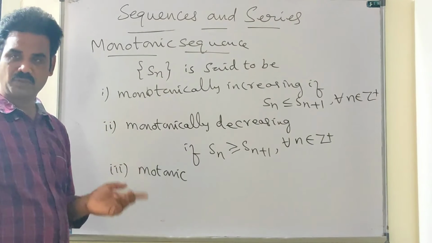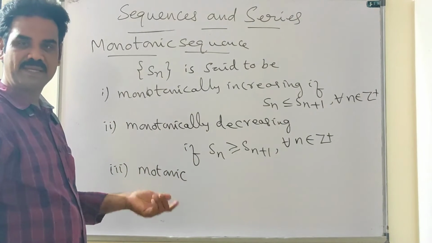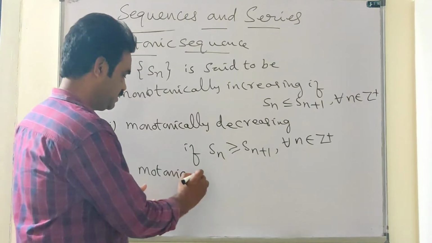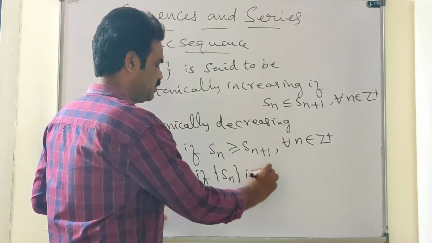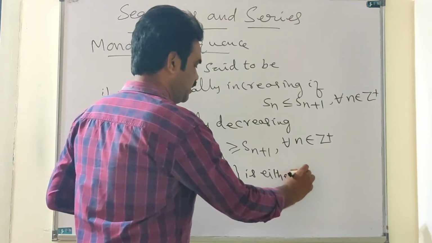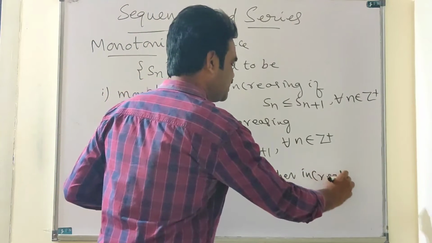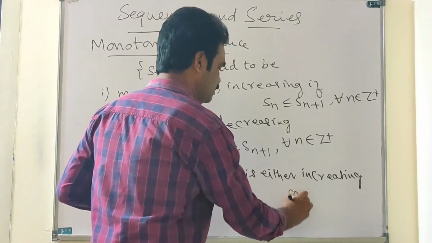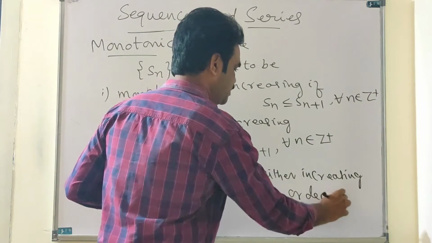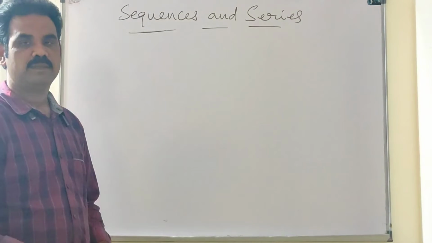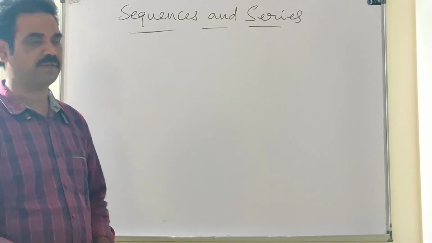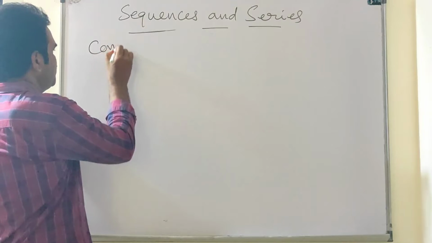Sn is said to be monotonic if it is either monotonically increasing or monotonically decreasing. If Sn is either increasing, that means monotonically increasing, or decreasing, then we say that Sn is monotonic. Okay. Next, convergent sequence.